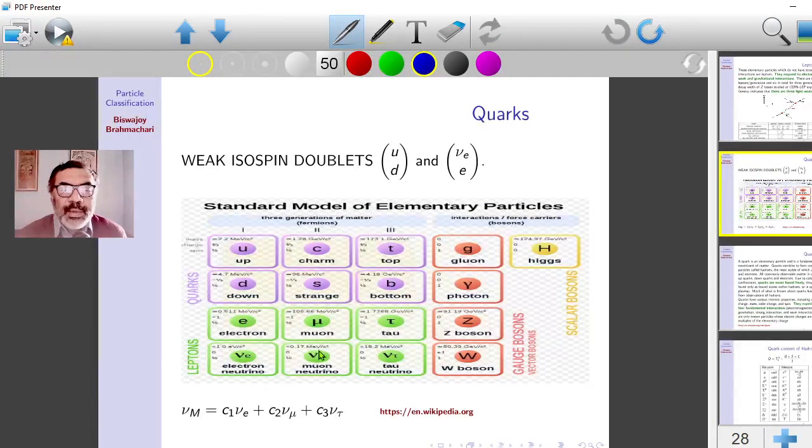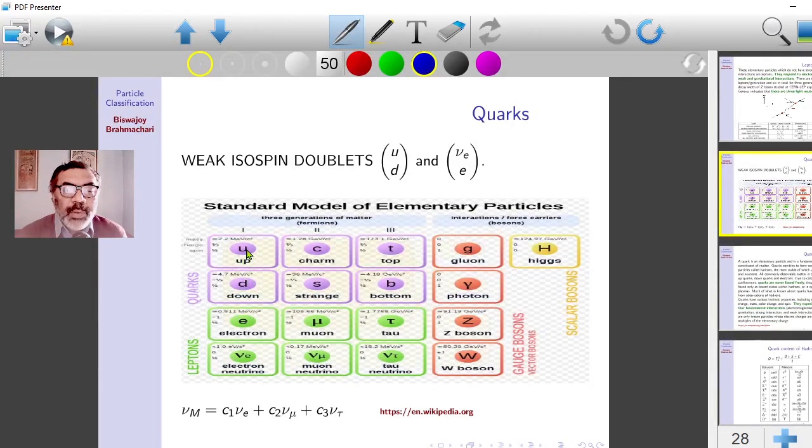What are the other differences? Let us first look at the matter sector. The matter sector has quarks and leptons. These upper two entries are quarks and the lower two entries are leptons. The difference between quarks and leptons is that quarks can respond to all four types of interactions, that is strong, weak, electromagnetic and gravitational, whereas leptons respond to three types of interactions. That is, they cannot respond to strong interactions, but they can respond to weak, electromagnetic and gravitational interactions.